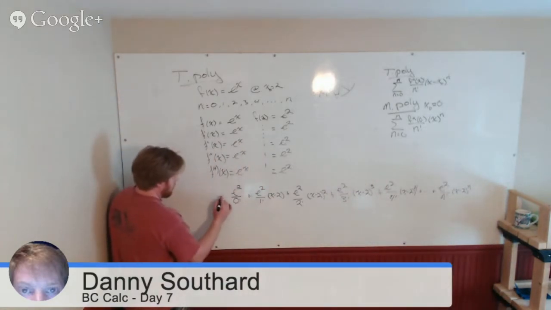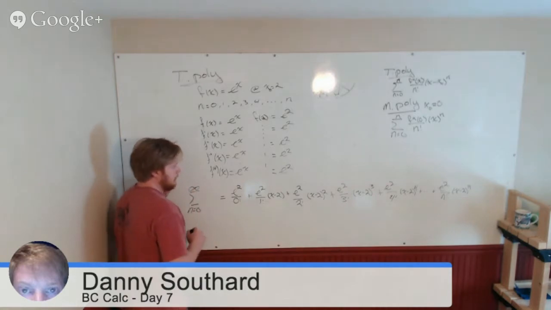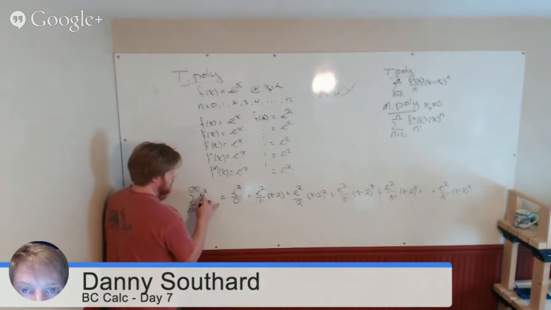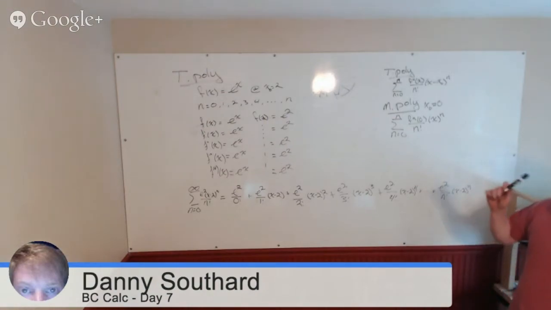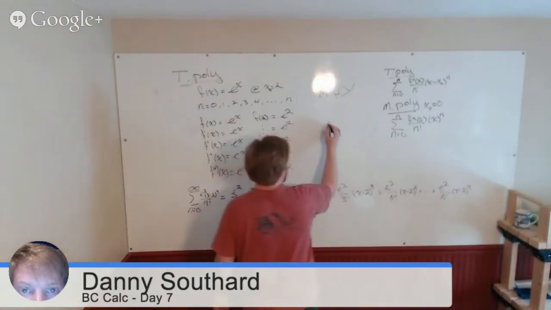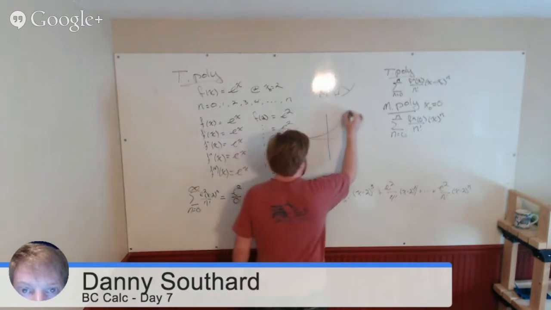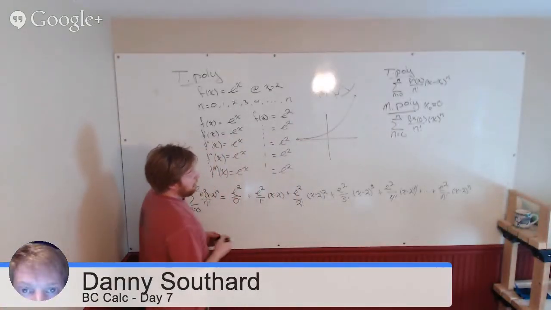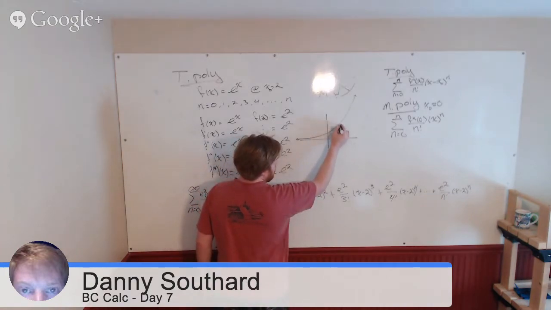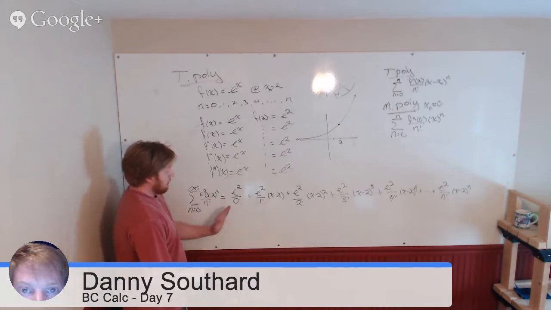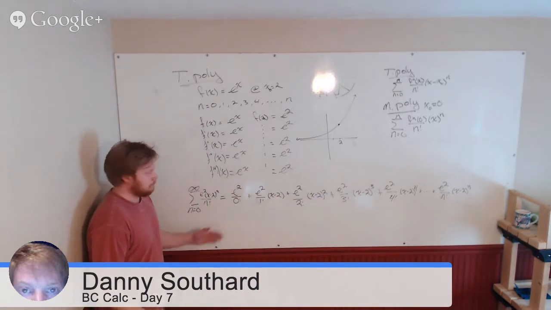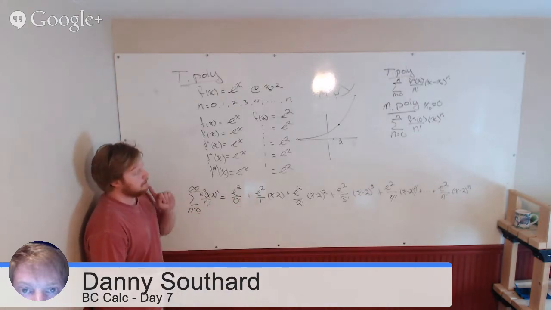So I can represent this as the series, the sum of e to the 2 times x minus 2 to the n over n factorial. So the function e to the x, which we know looks like this, at the value x equals 2, I can start adding up some functions, which creates a polynomial that estimates the shape of that graph.